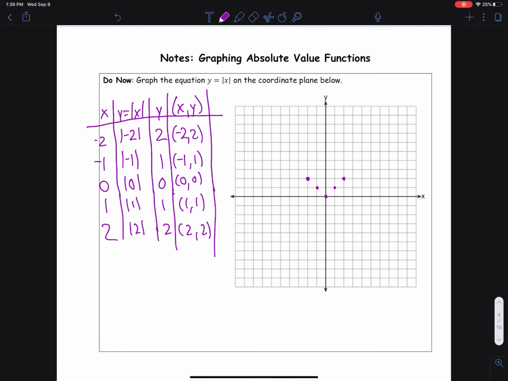So we see the pattern. We can just draw our straight line from here all the way up, connecting all the dots, and a straight line from here all the way up, connecting the dots. Make sure you label.